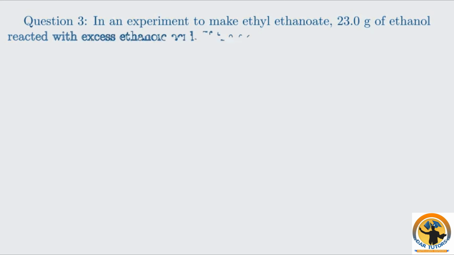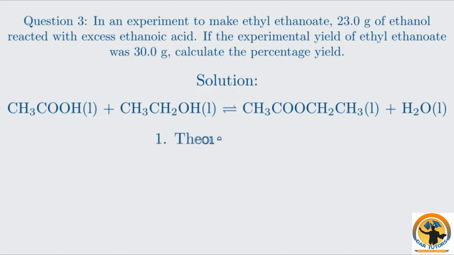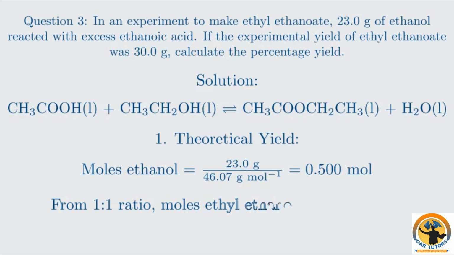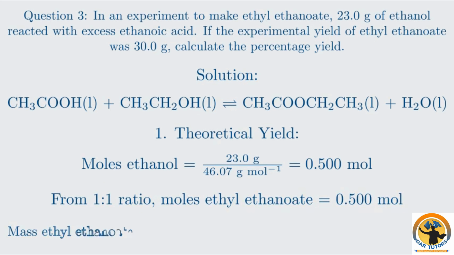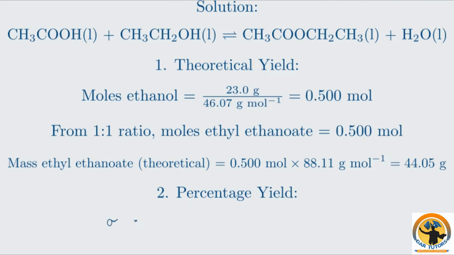Question 3 involves percentage yield. First, we find the theoretical yield of ethyl ethanoate. We convert the given mass of ethanol, 23.0 g, to moles. The mole ratio from the balanced equation is 1:1. So we form 0.500 moles of ethyl ethanoate. We convert this to a theoretical mass of 44.05 g. The percentage yield is the experimental yield divided by the theoretical yield times 100, which gives 68.1%.